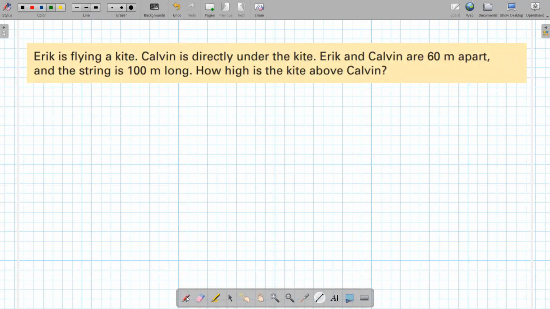So here, let's see, what are we given? There's 2 guys, Eric and Calvin. Let's say this is Eric, and this is Calvin. We know they are 60 meters apart. It says Eric is flying a kite. Calvin is directly under the kite. Let's say the kite is right there. Calvin is directly underneath it, and Eric is flying it. So a triangle would look something like that.